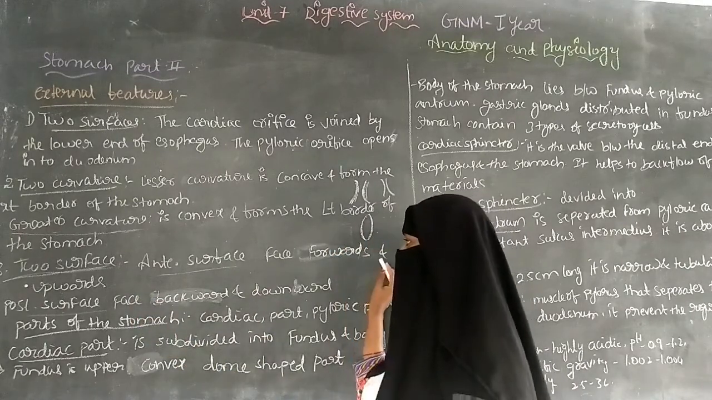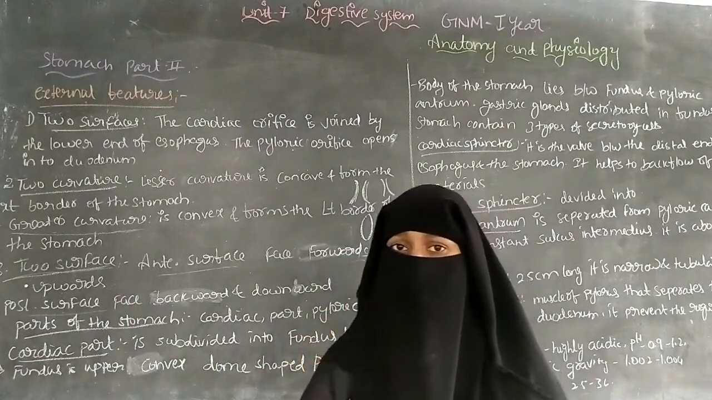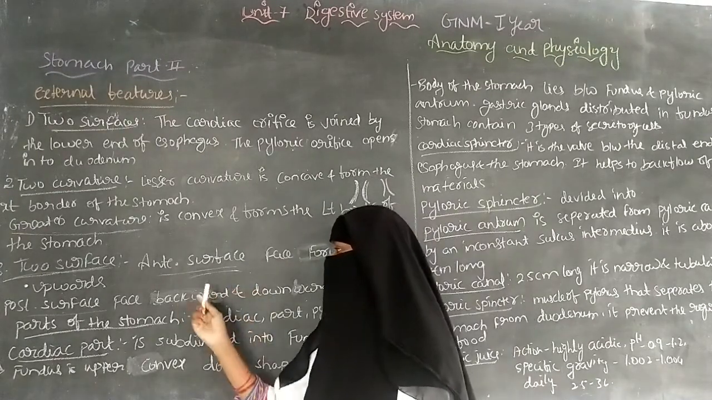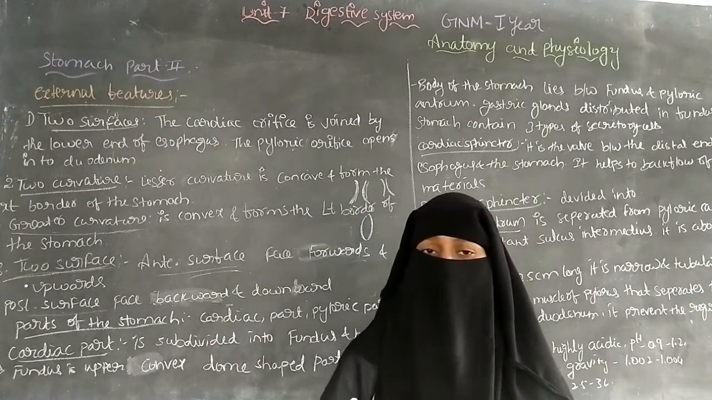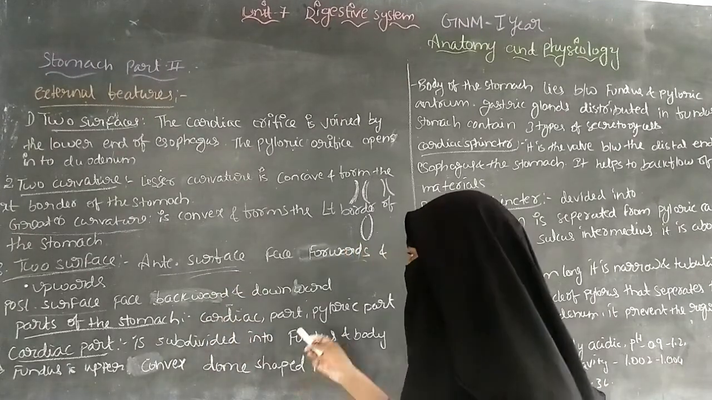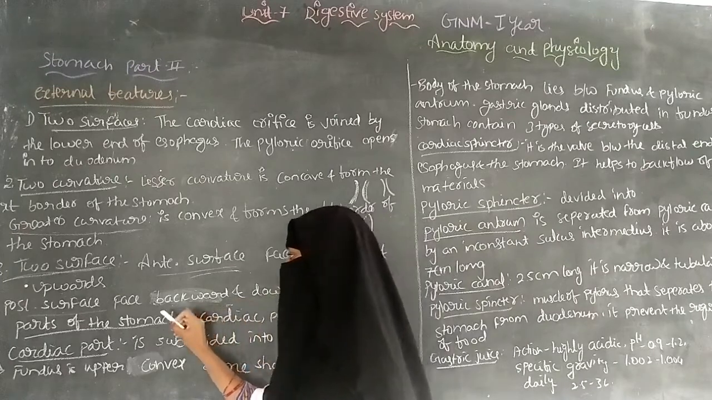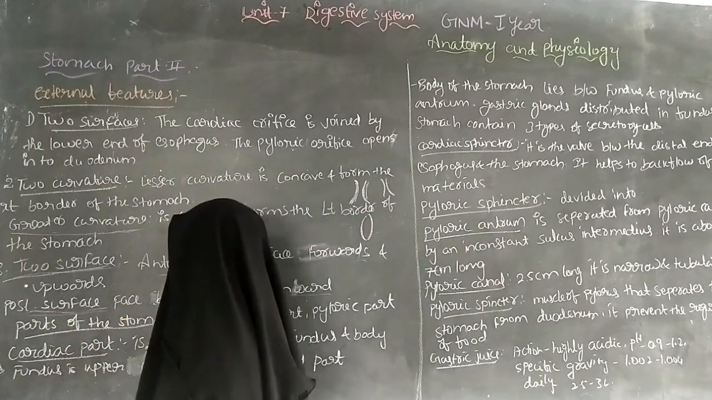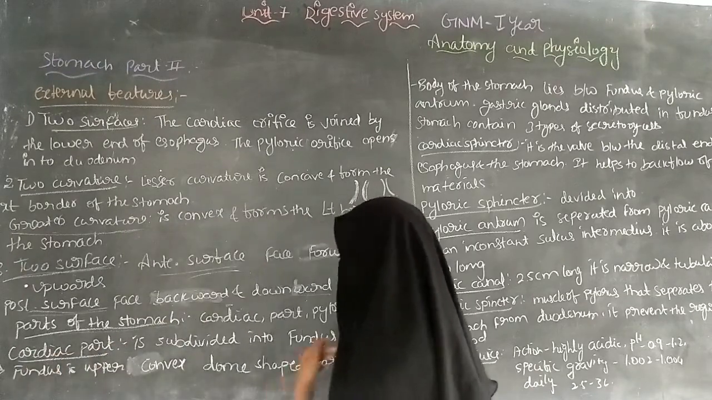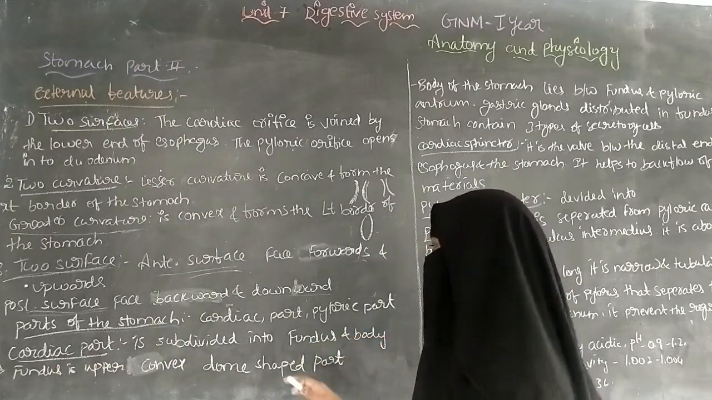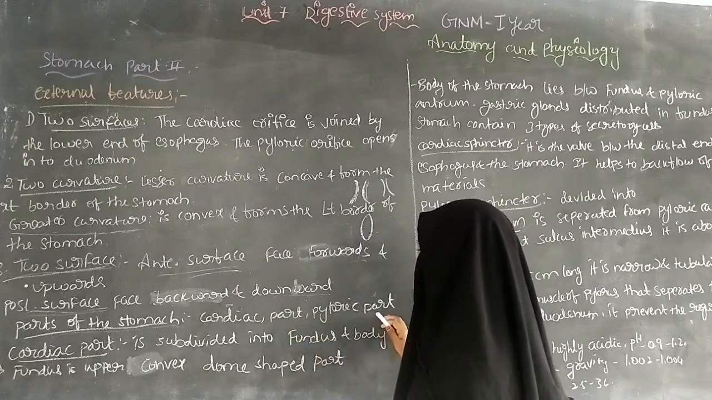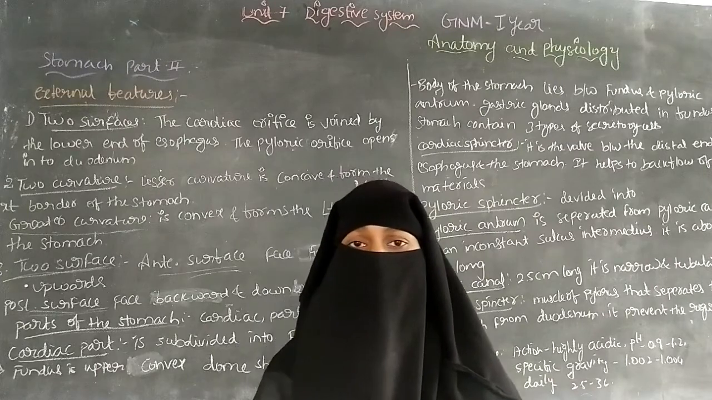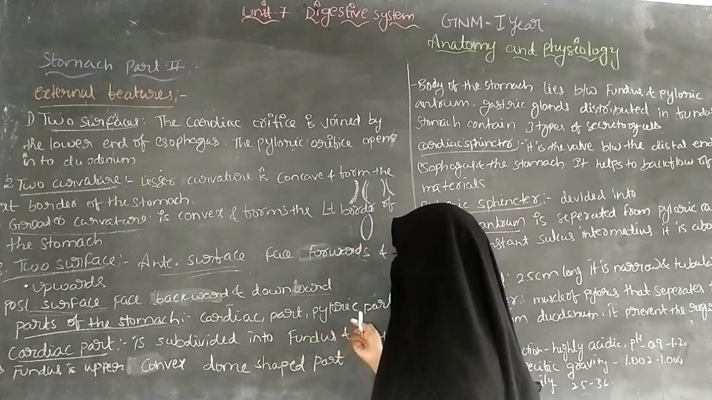The anterior surface is the front and upper part of the stomach, and the posterior surface is the back side and lower part of the stomach. And the next one is the parts of the stomach. The parts of the stomach include two parts, the cardiac part and the pyloric part.